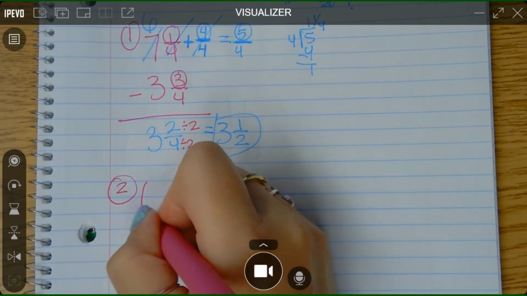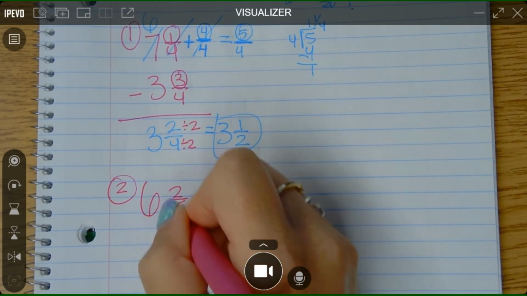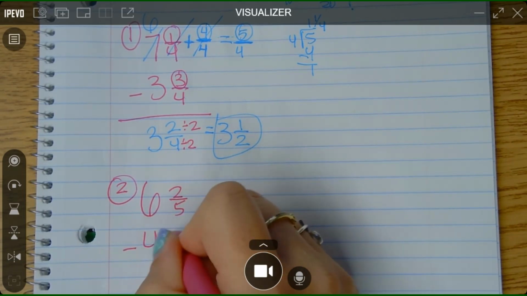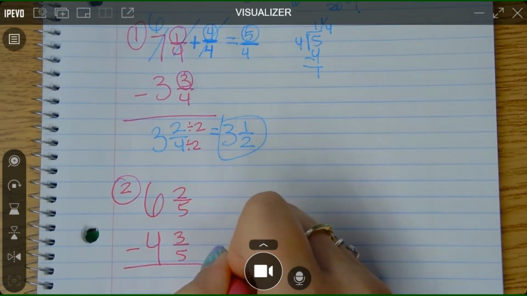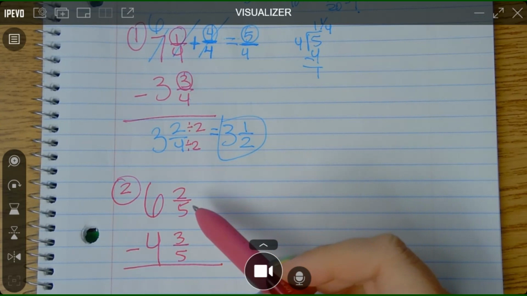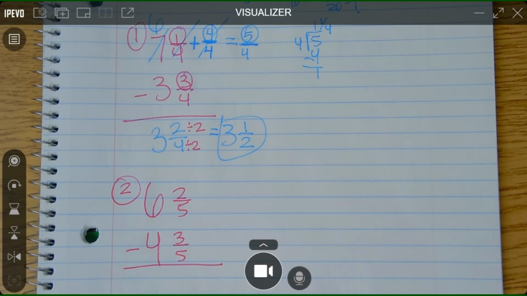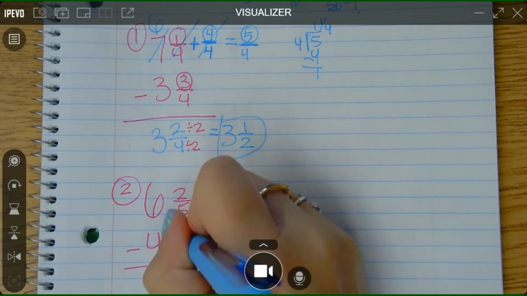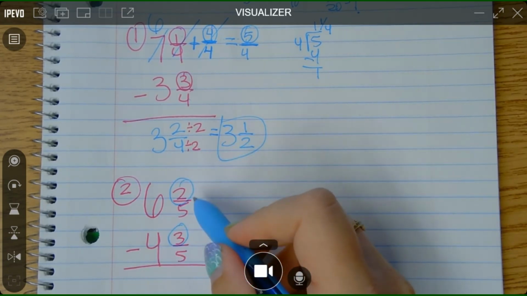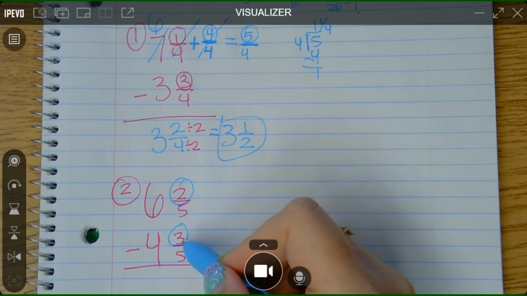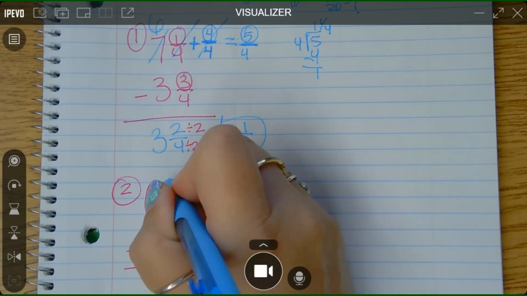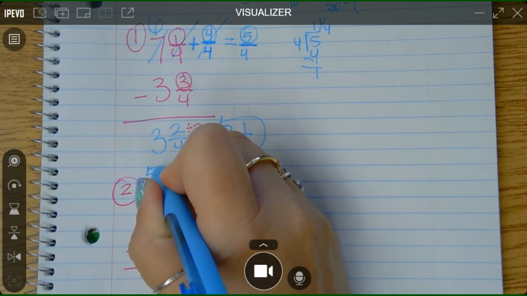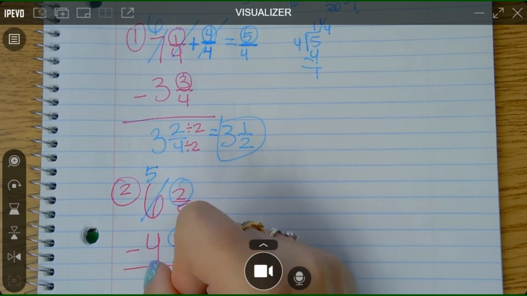Okay, so you have 6 and 2/5 minus 4 and 3/5. So your first step is to ask yourself, do they have common denominators? Yes, they do. They both have a 5. So then you want to subtract your numerators. But when you go to subtract 3 from 2, you can't do that. You can't take a bigger number from a smaller number. So I'm going to borrow from the whole number, and I'd subtract 5 minus 4 is 1 before you forget.